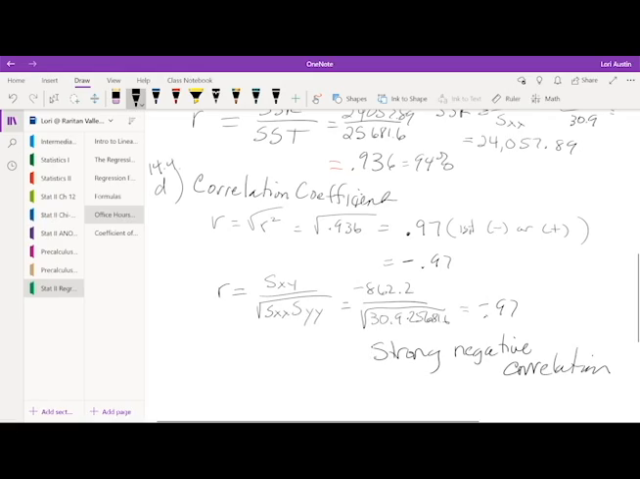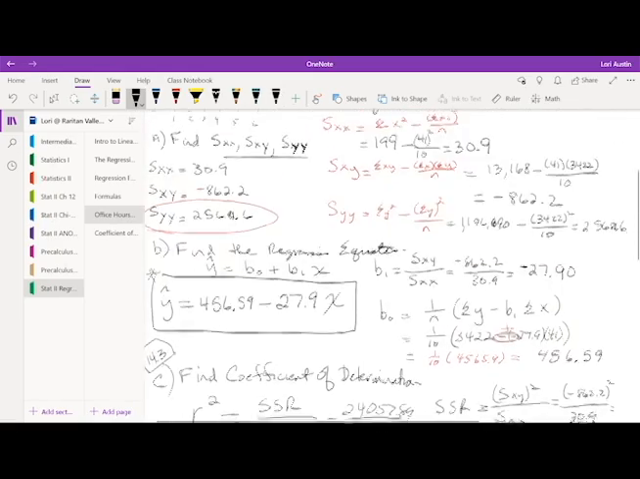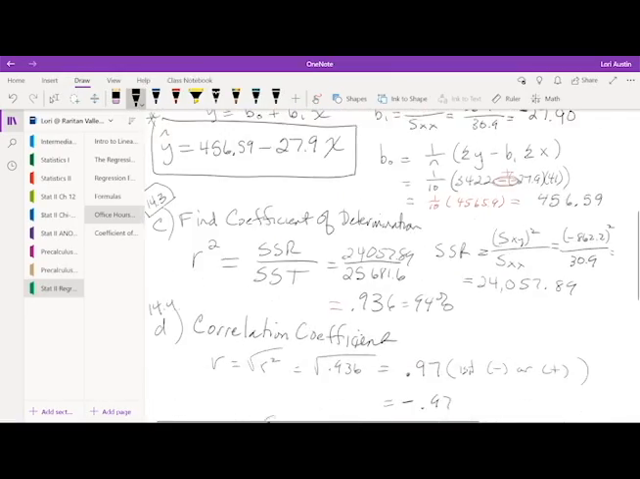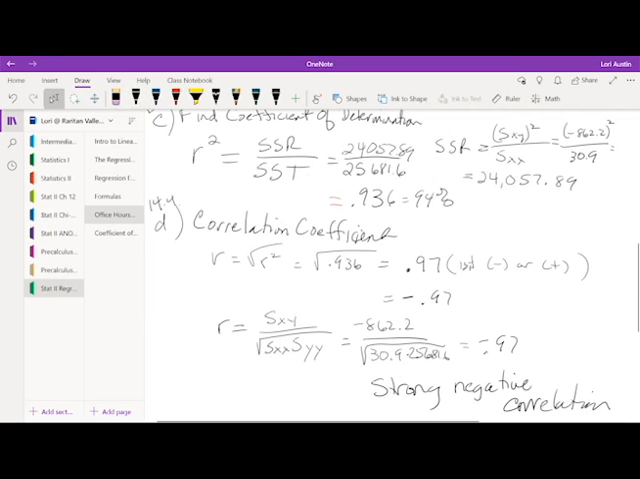So this takes you through one complete problem. That would be multiple parts, so you don't have to keep doing all the calculations over again. That covers basically everything in chapter 14.